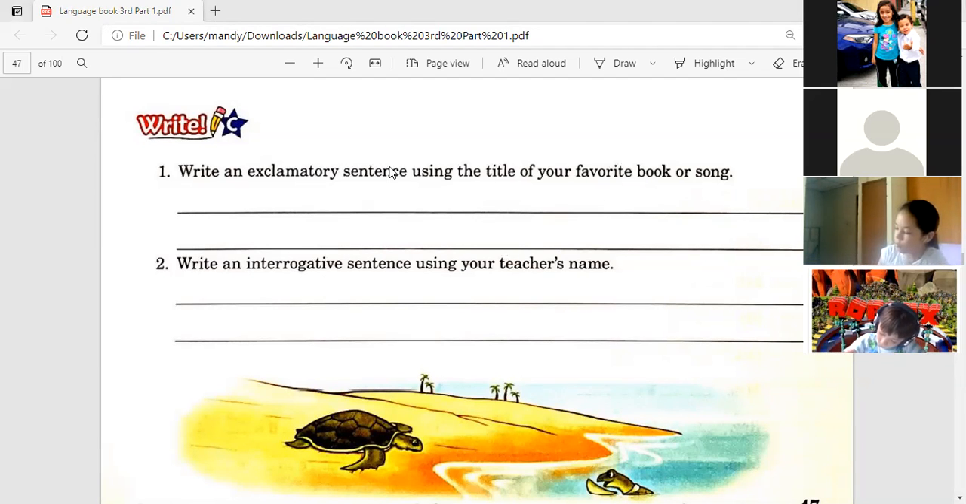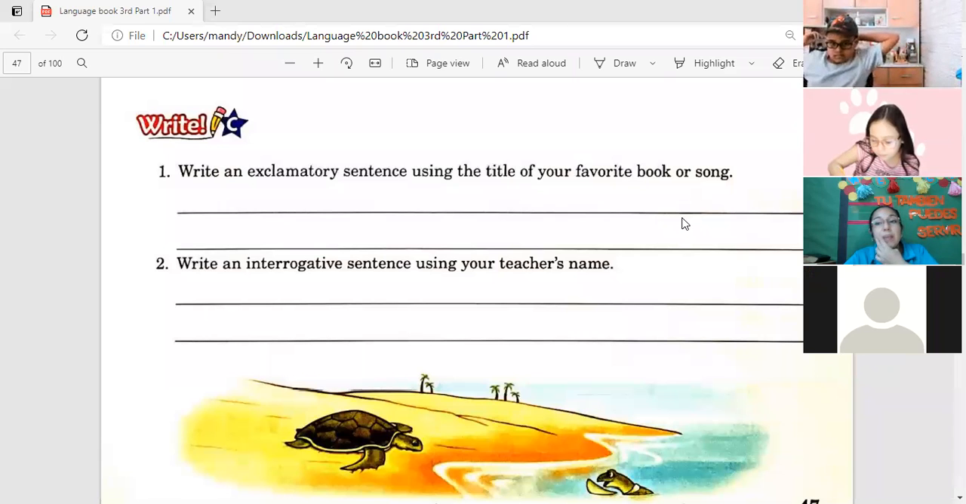En la primera, una oración exclamativa usando el nombre del libro favorito suyo. Okay. So what is your favorite book? Language, spelling, okay, the Bible, the diary of Anne Frank, yes. So we have a lot of books. So you choose one that is your favorite book. And when you finish, you tell me because you participate. Okay, Aaron, tell me, what are your sentences?